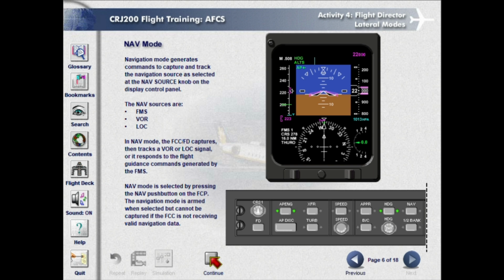Nav Mode. Navigation mode generates commands to capture and track the navigation source as selected at the nav source knob on the display control panel. The nav sources are FMS, VOR, Localizer. In nav mode, the FCC FD captures then tracks a VOR or localizer signal, or it responds to the flight guidance commands generated by the FMS. Nav mode is selected by pressing the nav push button on the FCP. The navigation mode is armed when selected, but cannot be captured if the FCC is not receiving valid navigation data.